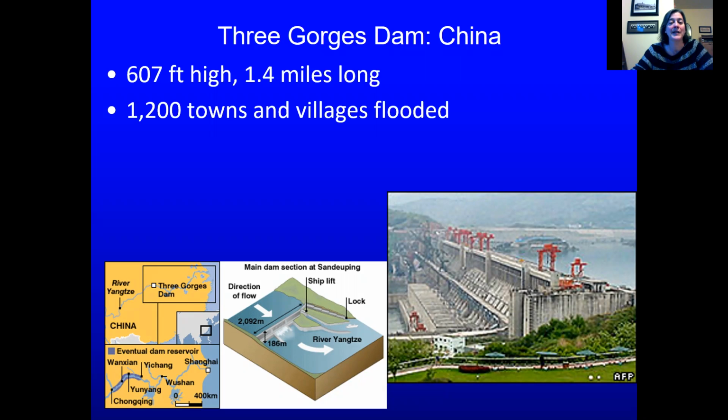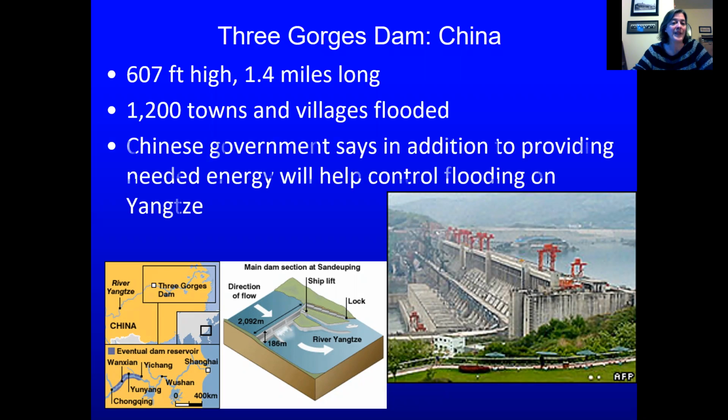So it's one of the downsides of building hydropower plants, that everything upstream gets flooded when you create that lake. They said that in addition to providing the needed energy, it's going to help control flooding downstream. This is so large though that it's actually triggered a few small earthquakes from the weight of the water.